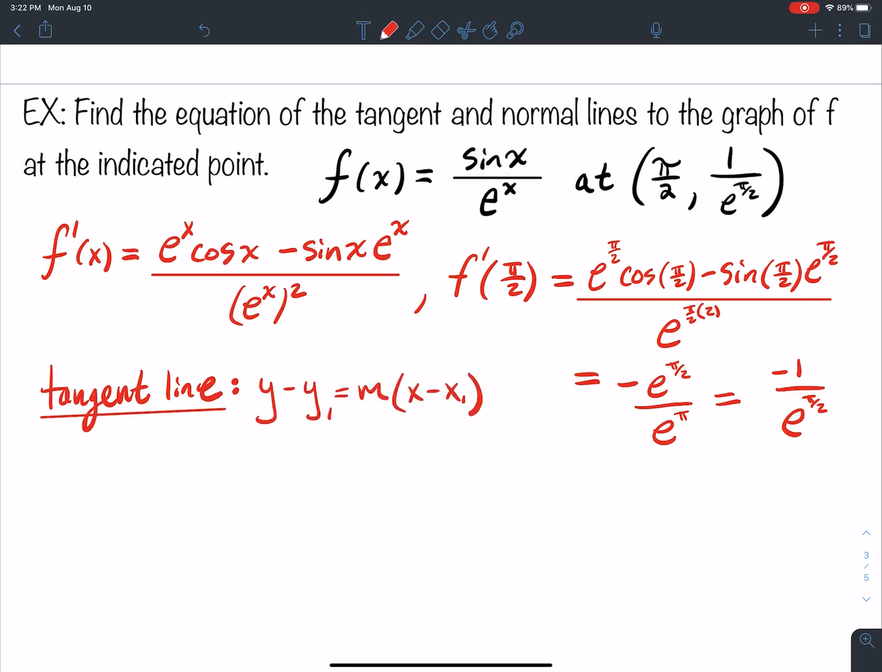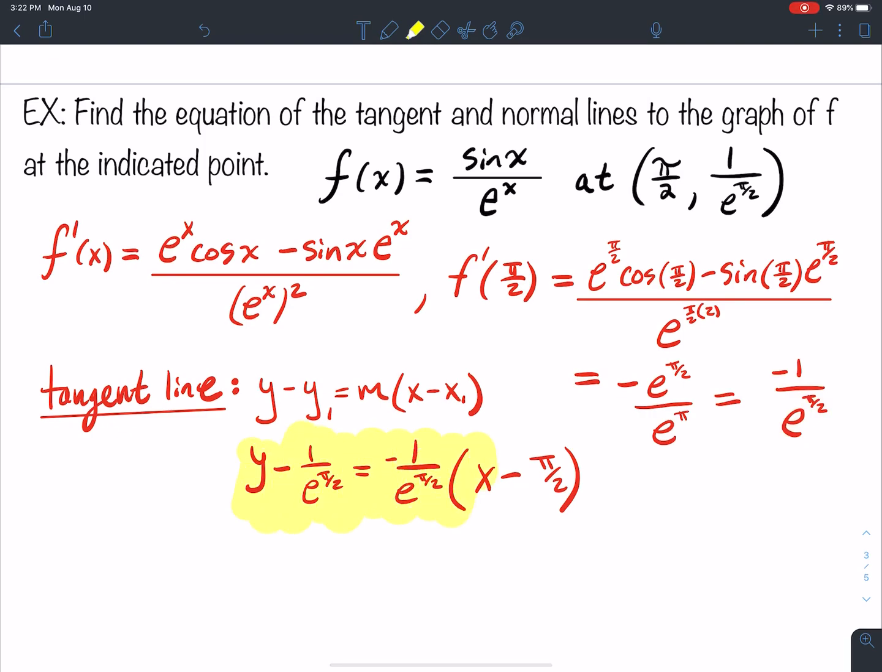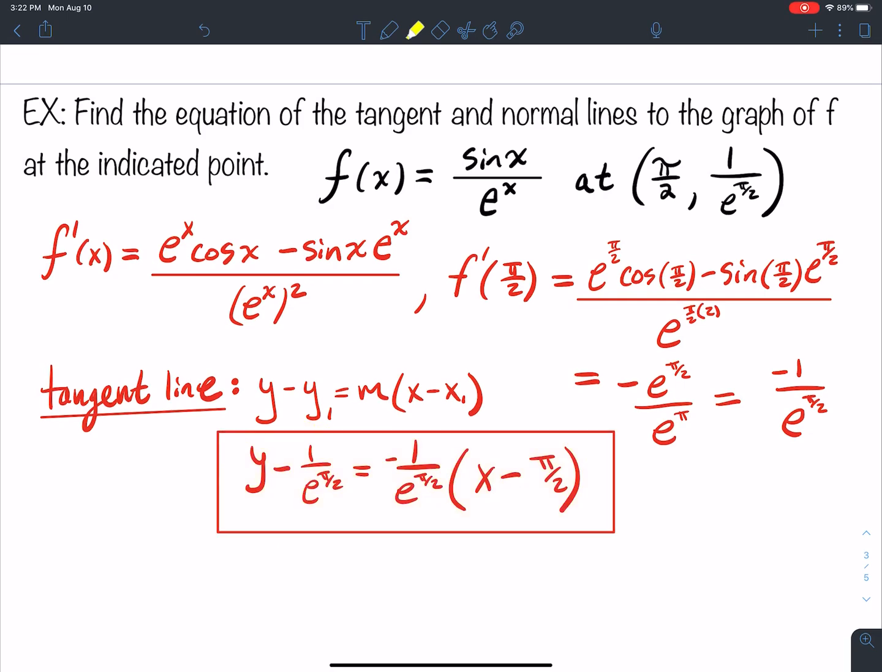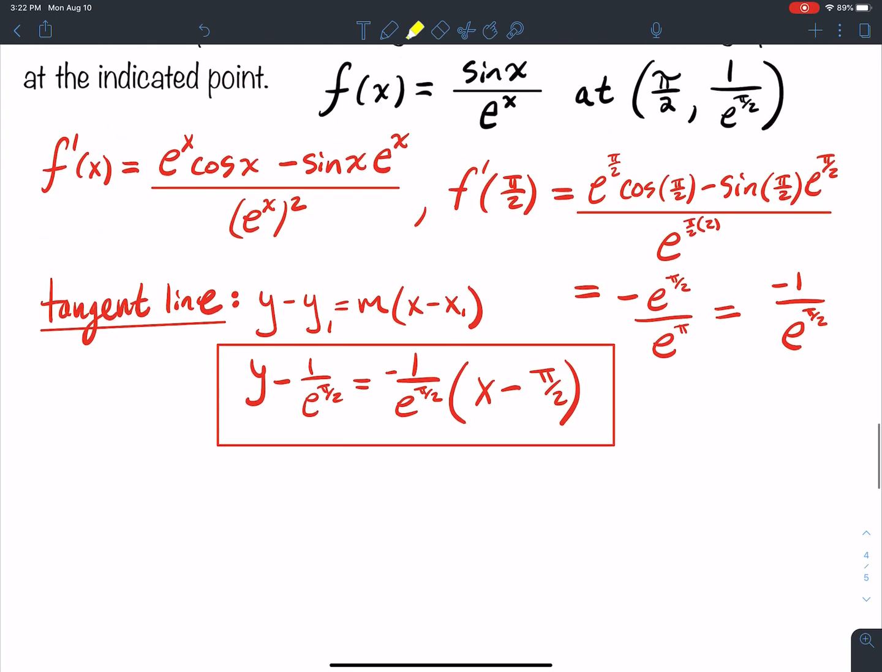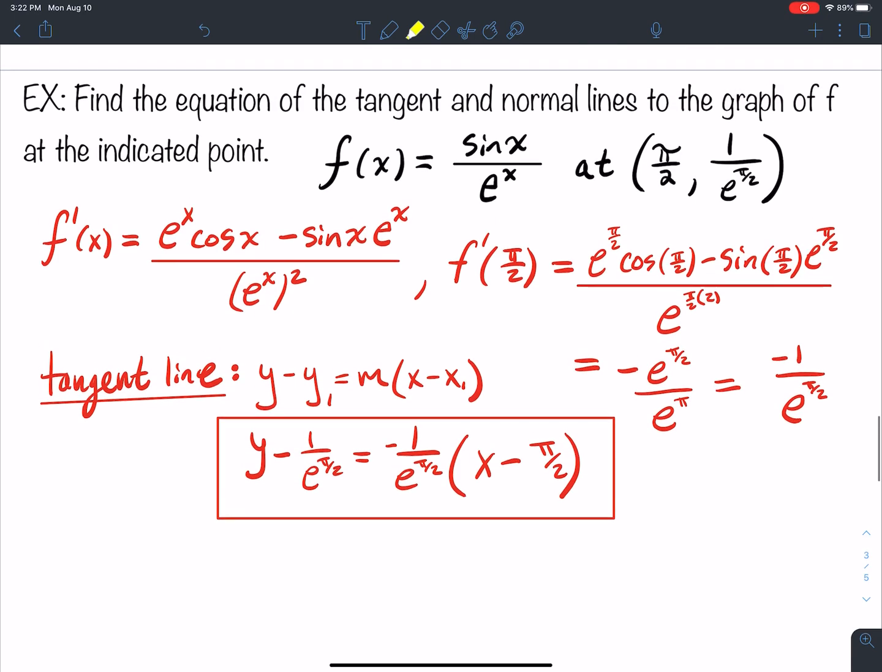So the tangent line, using my point slope formula, y minus y1 equals m times x minus x1, where literally I take the y1 here and I plug it in here. I take the x1 here and I plug it in here. And then I take my slope and I plug it in for m right here. And voila, I have my answer right here. This is the equation of the tangent line. Okay? So if they don't ask you to solve for y, then you're good to go right there. You don't have to do any other work. If they ask you to solve for y, you'll need to clean it up a little bit. But that's it. So tangent line right here.